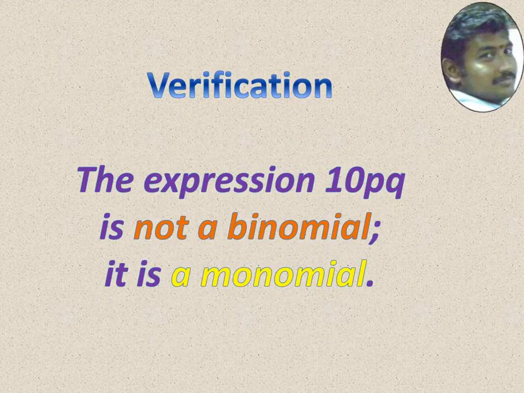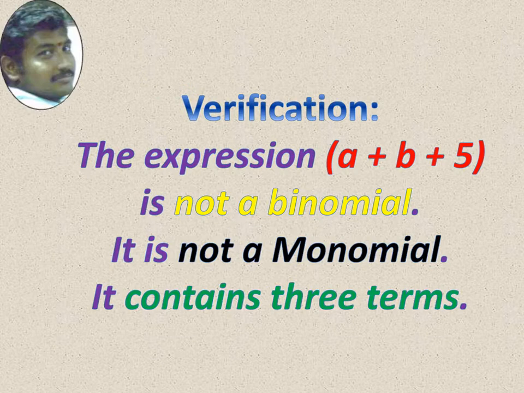You need to remember. Let us verify. The expression 10pq is not a binomial because it is a monomial. It is only one term, a single term. That's why it is a monomial. In the same way, the expression a plus b plus 5 is not a binomial because it has three unlike terms. At the same time, it is not a monomial either, because it contains three terms.